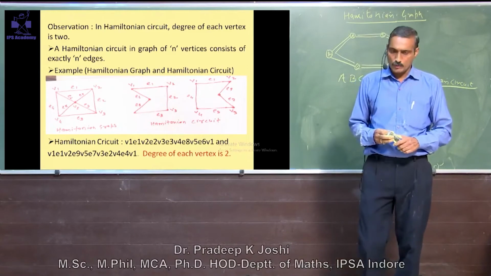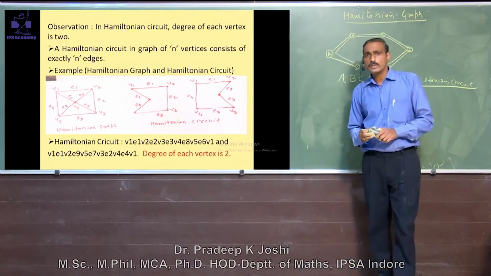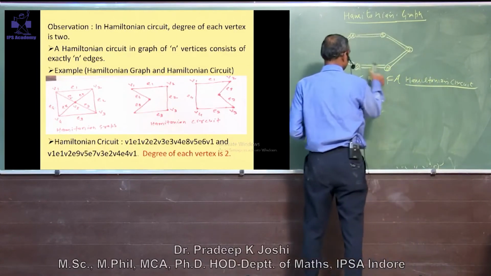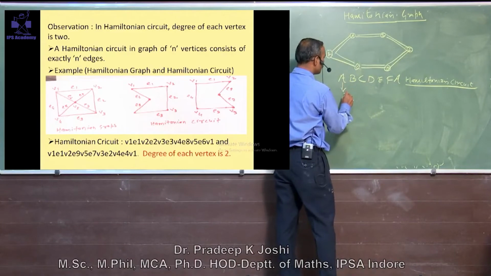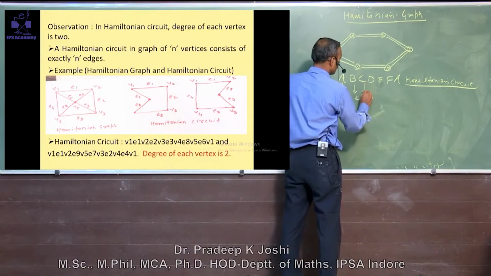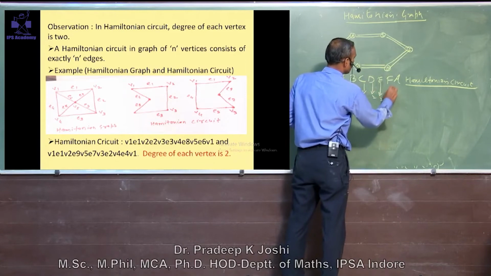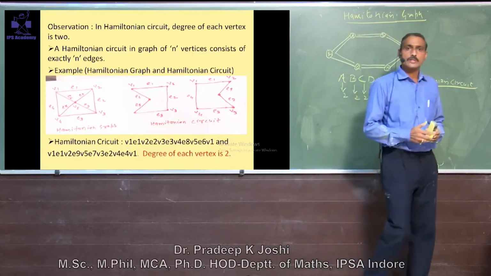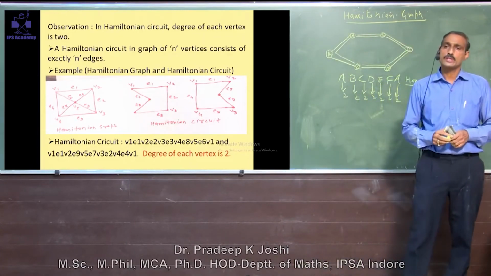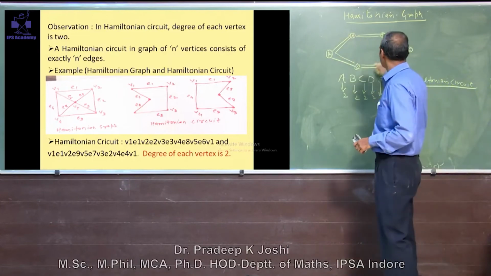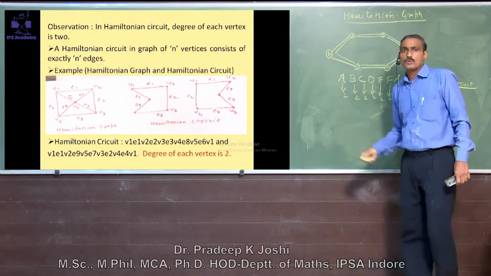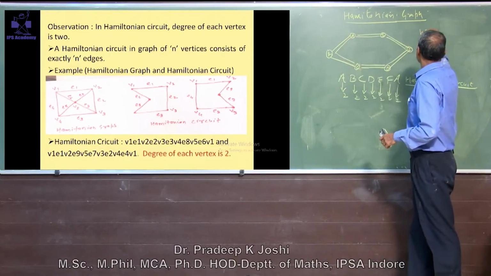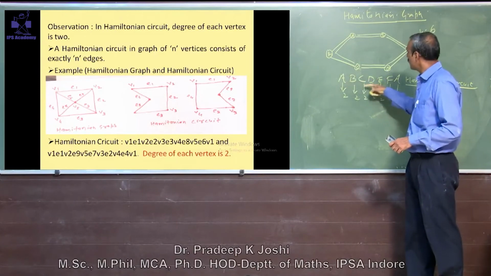Now, some observations about the Hamiltonian circuit. In a Hamiltonian circuit, the degree of each vertex is 2. Just to see, this is the Hamiltonian circuit, and the degree of each vertex is 2. A Hamiltonian circuit in a graph of n vertices consists of exactly n edges. Suppose this is the Hamiltonian graph. How many vertices here? 6 vertices.